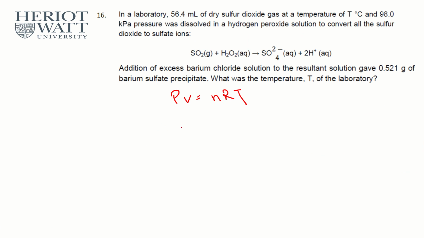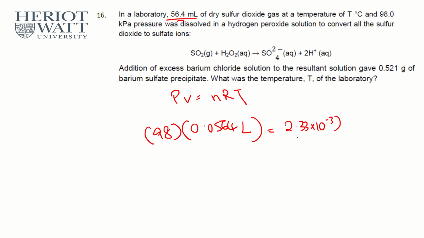All right, and what is the pressure here? 98 kilopascal. When they give kilopascal, your volume will be in dm cube or liter. So 56.4 ml is equivalent to 0.0564 liter. All right, equals n, which is the number of moles of sulfur dioxide, 2.33 times 10 to the power negative 3. This is what we got just now. And R is the constant, 8.315. Temperature is what we want.